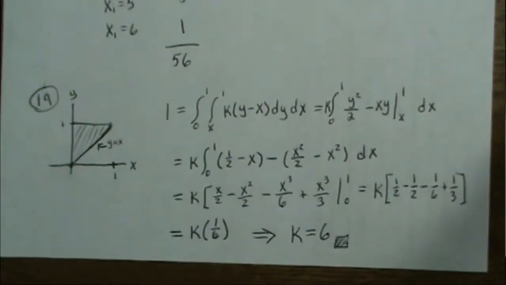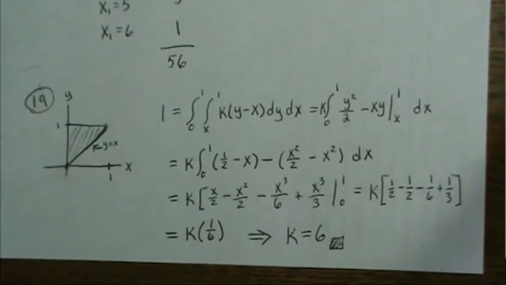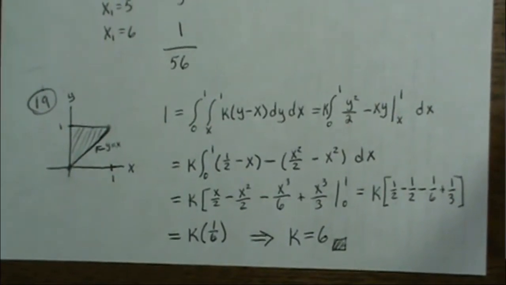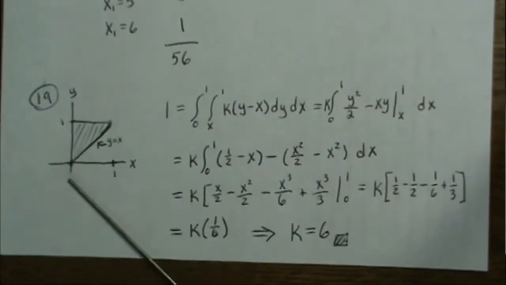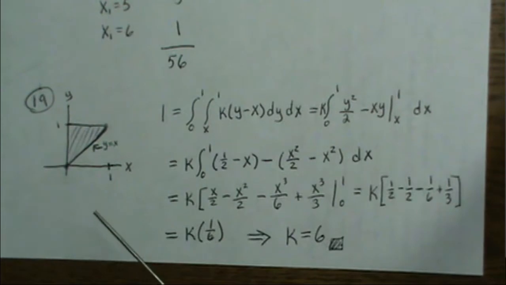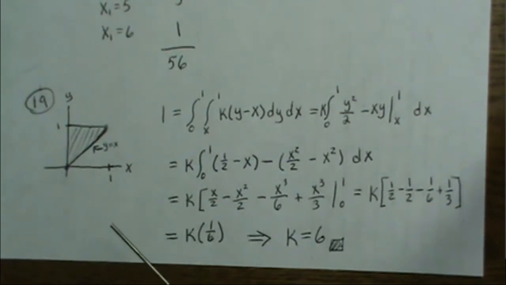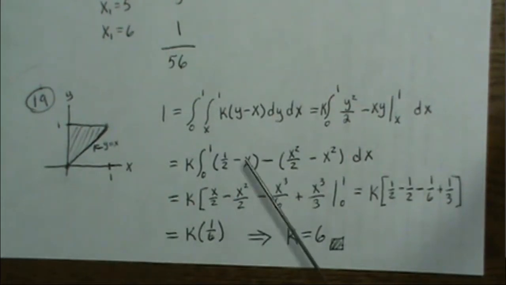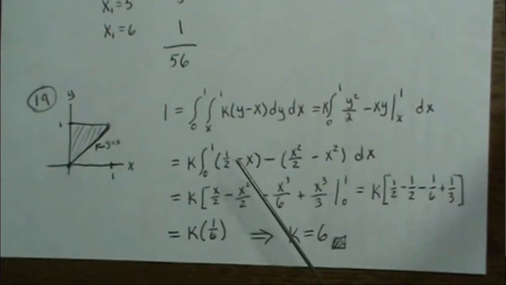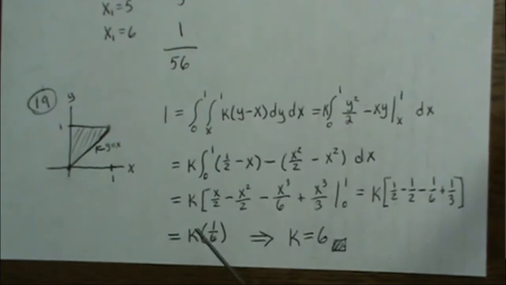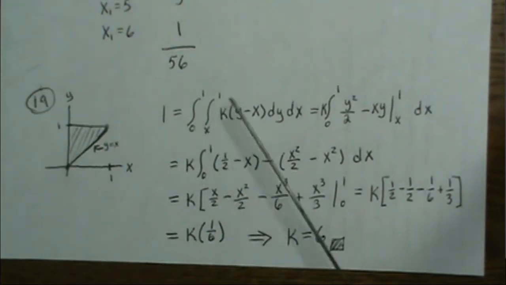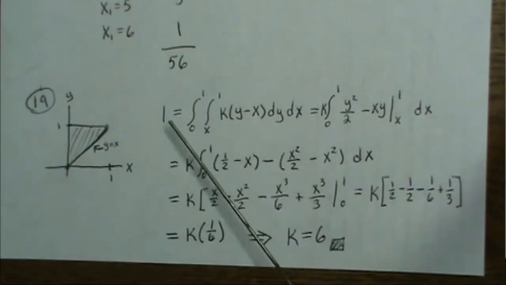Okay, so problem 19, we're given a joint distribution over a triangular region with certain vertices. This is the graph of what we're doing here. And we need to find the k that makes this a true density, meaning it integrates to 1. So we know that if we integrate over all possible values, it equals 1.